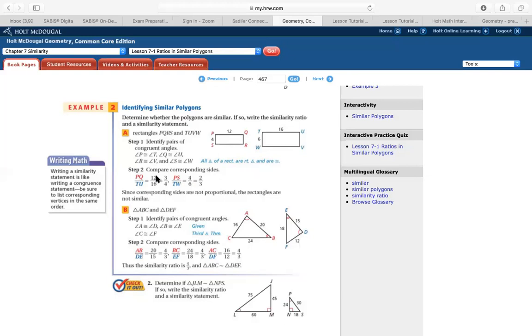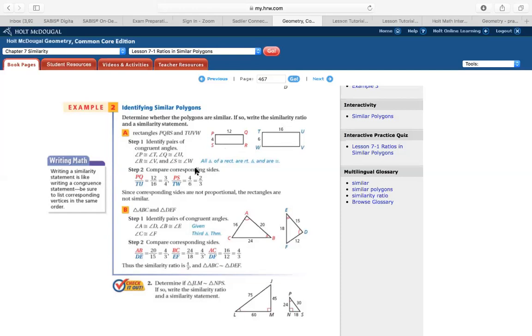Okay, girls? Step 2, compare corresponding sides, PQ and TU. So 12/16, when I divide, it is 3/4. Now I'm going to take the short sides, PS and TW, 4/6. So now I have 2/3. No need to continue because I have two different ratios. Since corresponding sides are not proportional, the rectangles are not similar.